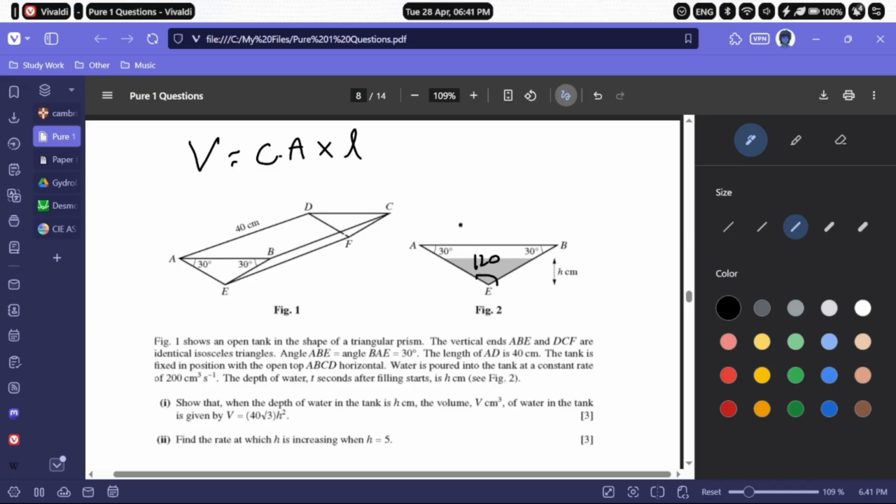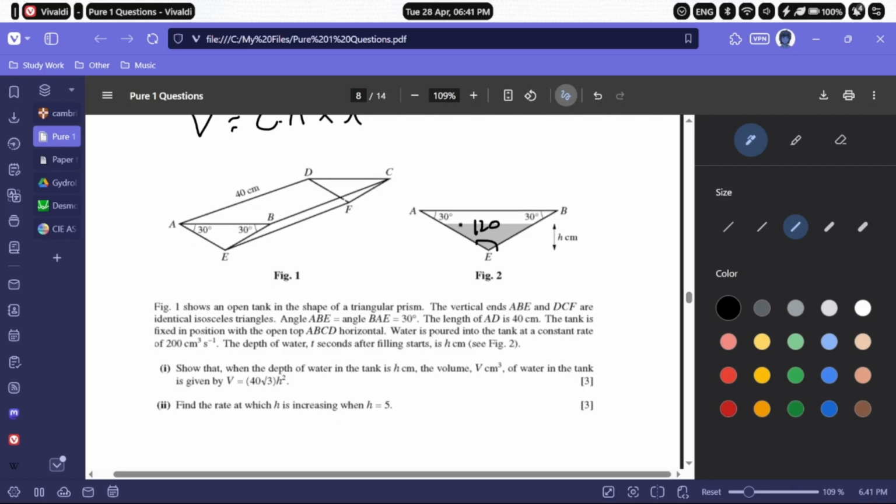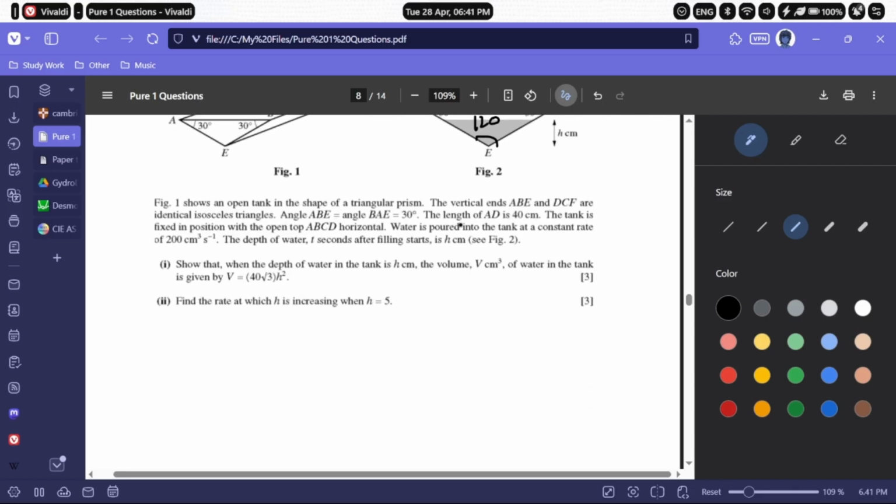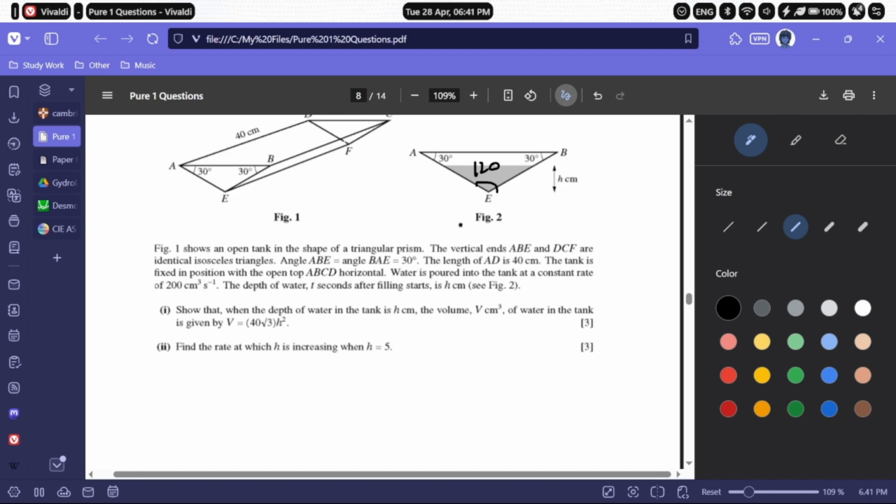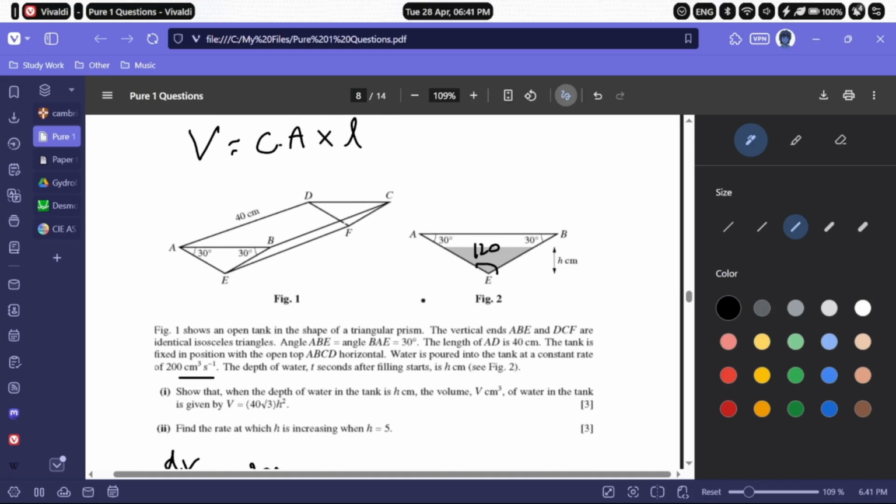After that, they're telling you water is poured into the tank at a constant rate of 200 centimeter cube per second. Okay, so you don't need to understand what that is. It's best if you understand it, but it's basically dV by dt because the units in this case are centimeter cube per second, right? So dV by dt would be equal to 200. Moving on. The depth of water t seconds after filling starts is h centimeters.